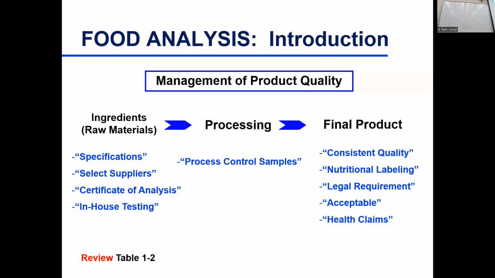And then health claims. Are you claiming high protein? Are you claiming high fiber? Are you claiming a good source of calcium for osteoporosis? So you really want to make sure that your health claim is valid. Sometimes you say it's a rich source of, or a good source of, or an excellent source of. Whatever language you use, it corresponds to a certain amount of that particular ingredient.